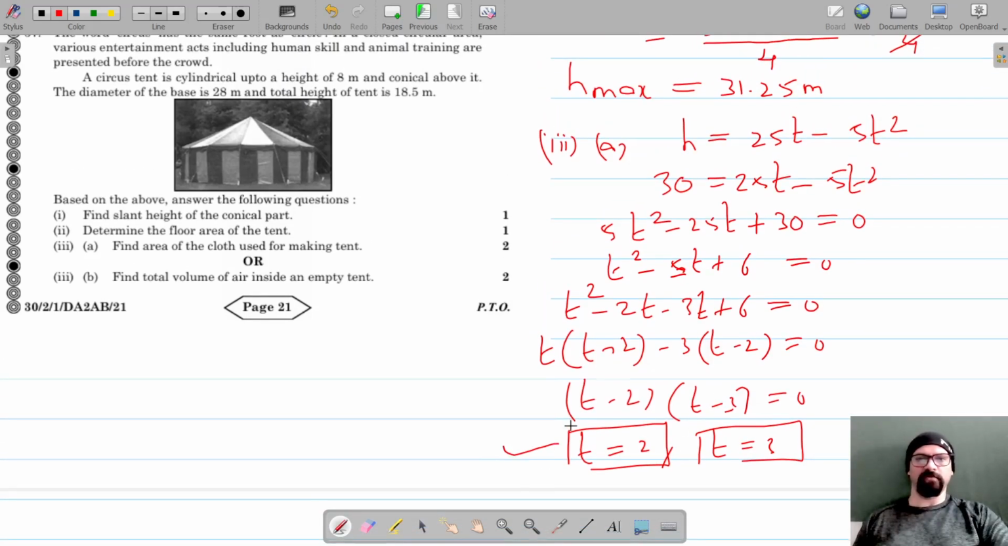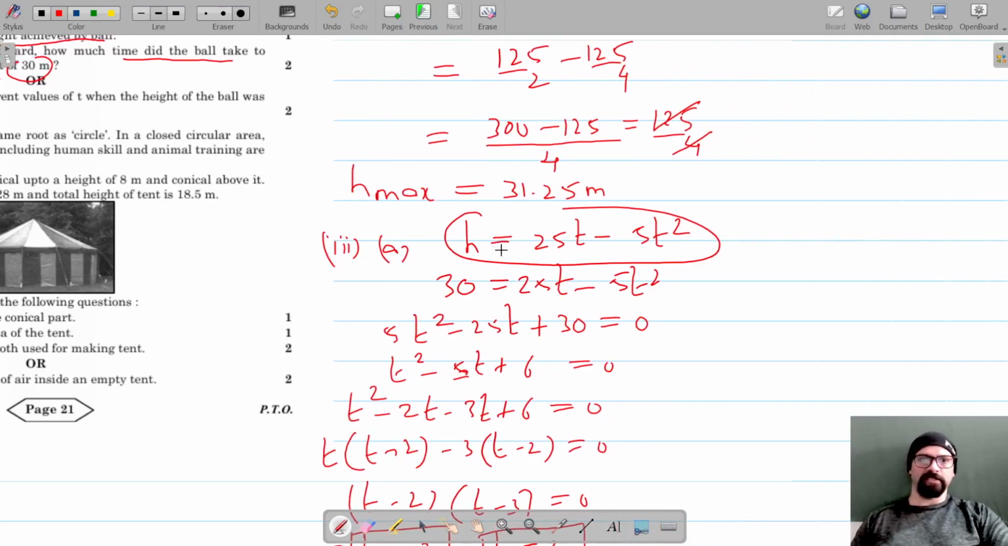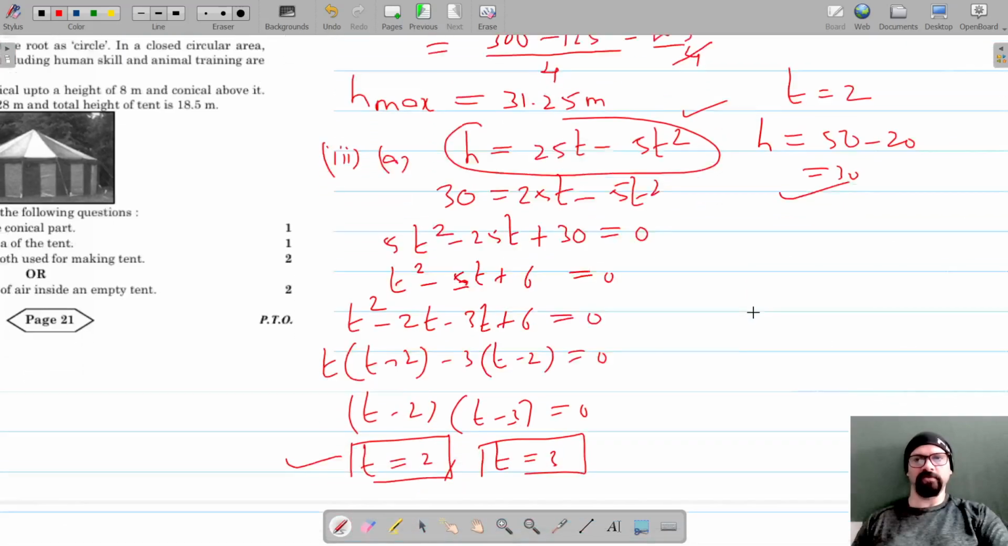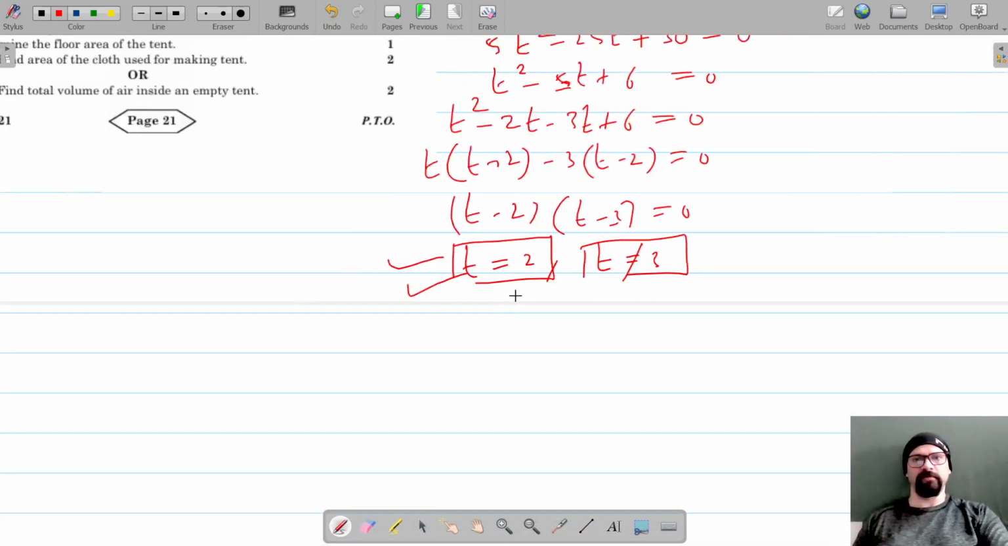Now we have two values of time. We have to check for which value of t it gives me the height of 30 meters. So if I put the value of t as 2, this is 50 minus 5 into 2 square, which is 4, 5 fours are 20, which gives me 30. So when t is equal to 2, height is 30. So the value of t is 2 and it cannot be 3.